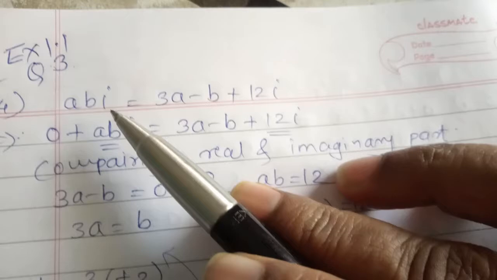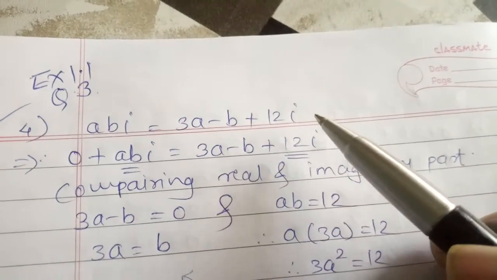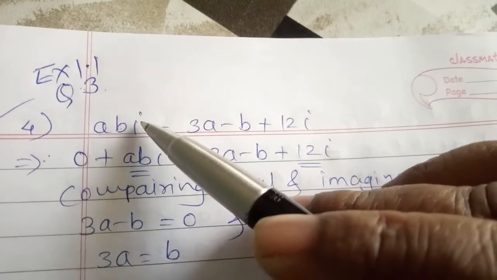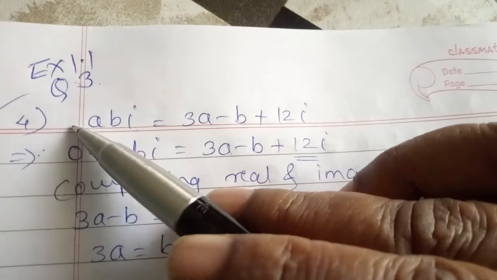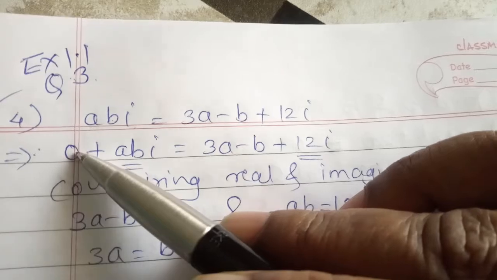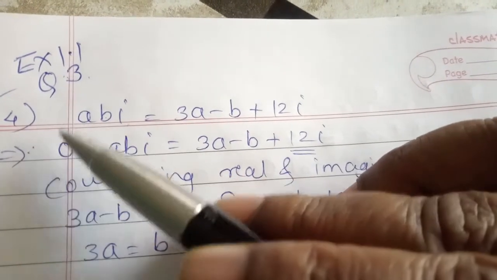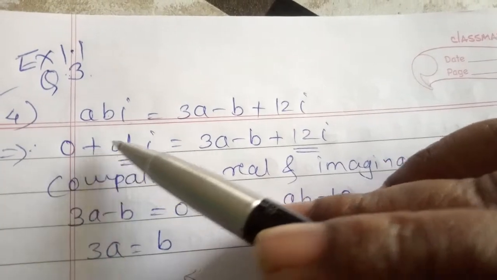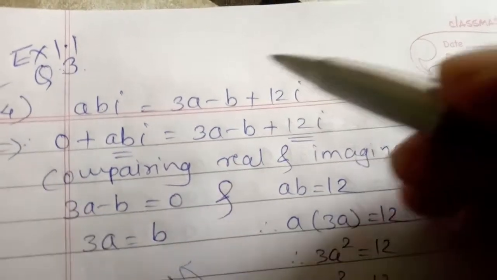So the example is a into bi is equals to 3a minus b plus 12i. So a into bi, this i, that is imaginary number, is connected to the ab. So there is no any real part. So instead of this we can write 0 as a real part. So here there is no any real part, so I write it here 0 for that one. So 0 plus a into bi is equals to 3a minus b plus 12i.